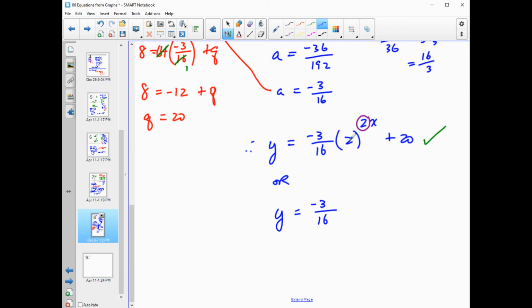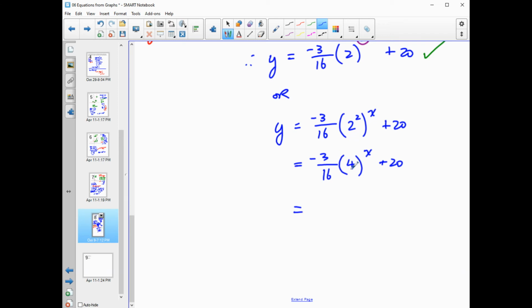We could write this as y equals negative 3 over 16, and then instead of 2 to the 2x, I'm going to write that as 2 squared all to the x, plus 20. 2 squared is actually 4, so negative 3 over 16 times 4 to the power x plus 20. And that would be where I would end this.